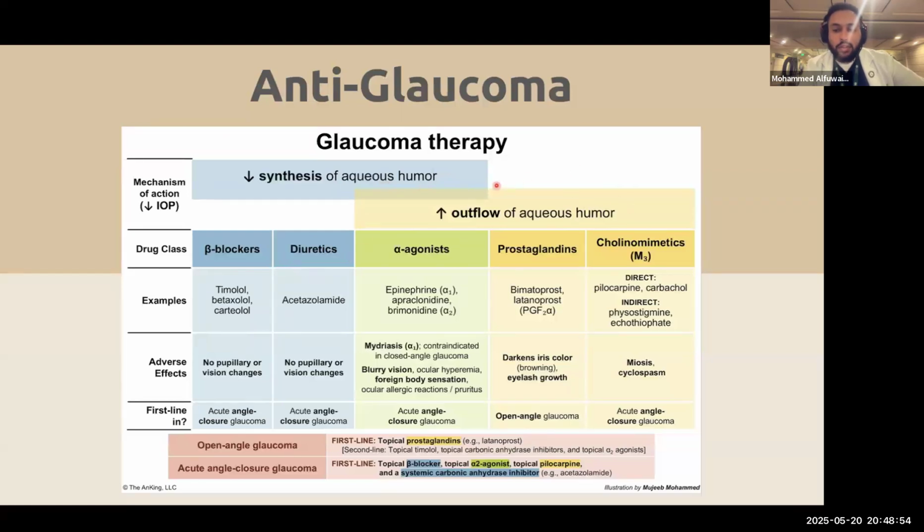Or you increase the outflow, which is through prostaglandins or muscarinics that you can give. Or alpha agonists. Now, beta blockers such as timolol. Something that I want you to remember about beta blockers is if you have a patient with a cardiac or respiratory disease, you try to be careful, because they can go into asthma, bronchoconstriction, or bradycardia. That's important for timolol. Acetazolamide does not really have a lot of side effects, I think.